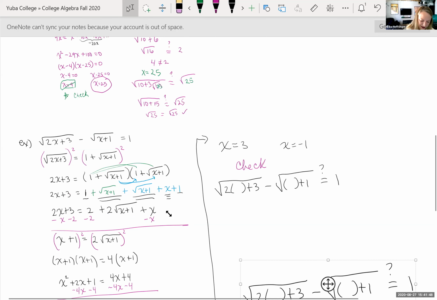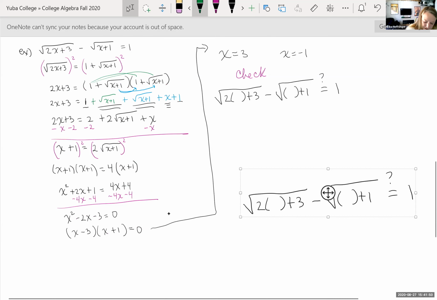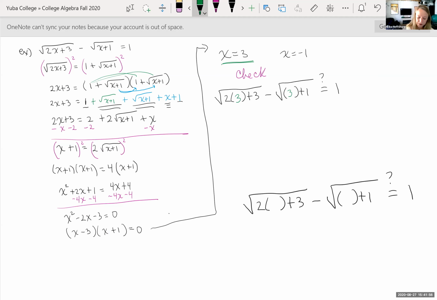So now let's go back and what are we checking? We're checking x equals 3. Go back in and plug in 3 wherever you saw the parentheses in there. So we have the square root of 2 times 3 is 6, plus this 3 under here, so this is the square root of 9, minus, this is the square root of 4. Is this equal to 1? Yes, 3 minus 2 equals 1.